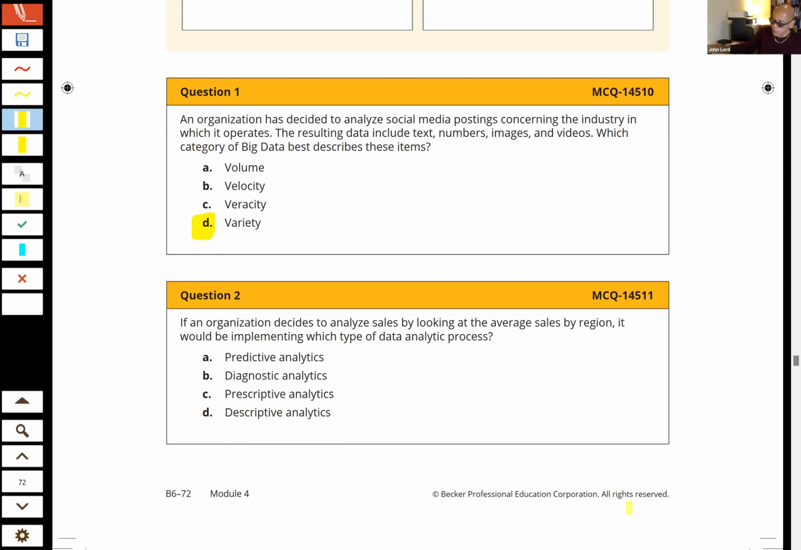Okay, it looks like most of us have had a chance to try this one, and just about everybody got it correct. This is an example of descriptive analysis. We're just looking at sales by region. They're not saying, therefore, we should do this or focus on that, or this is the reason that this happened. It's simply doing what? Describing the sales by geography. So the answer here is D.